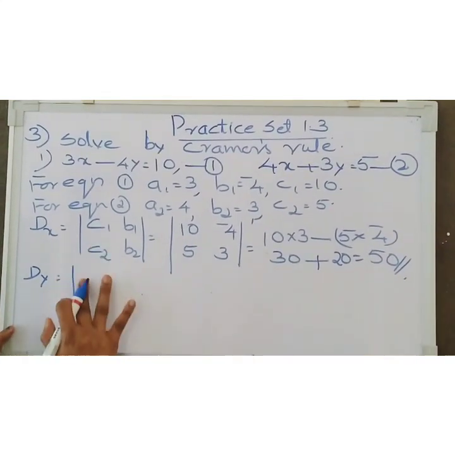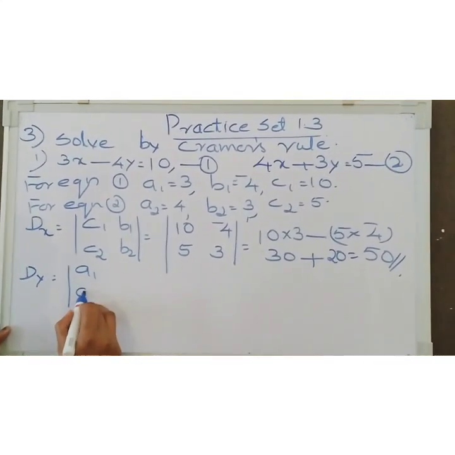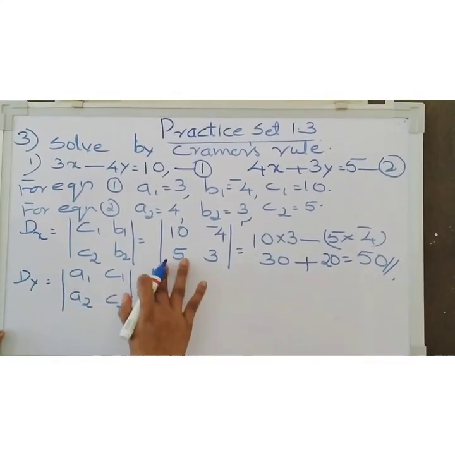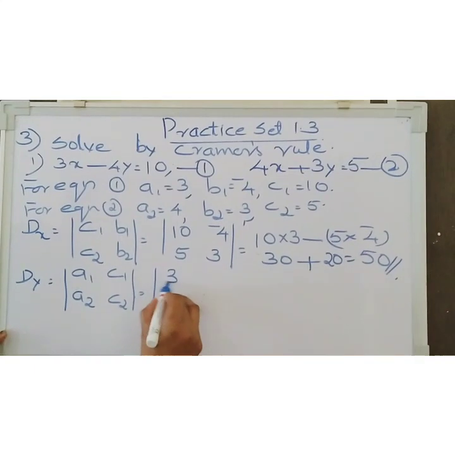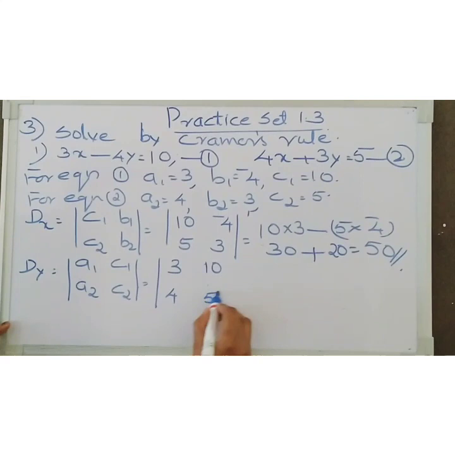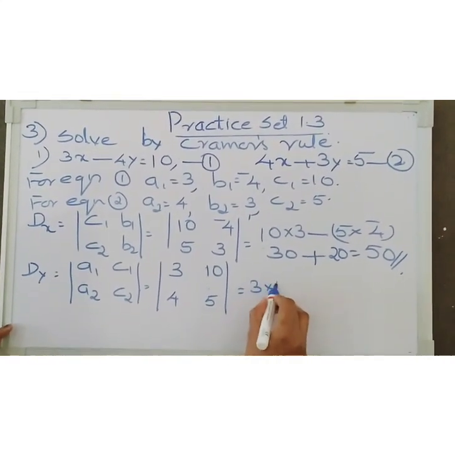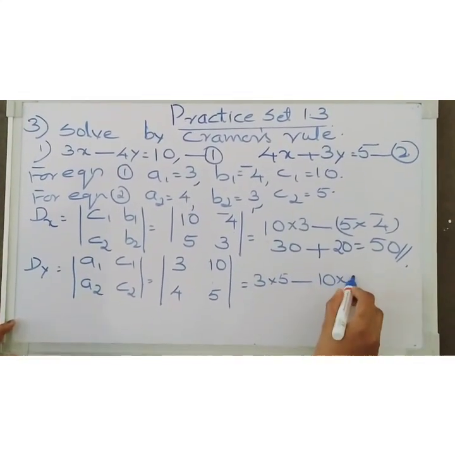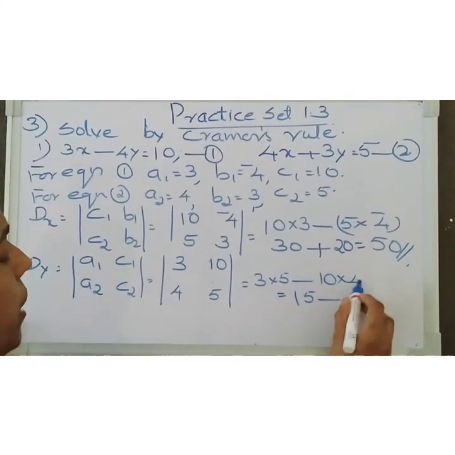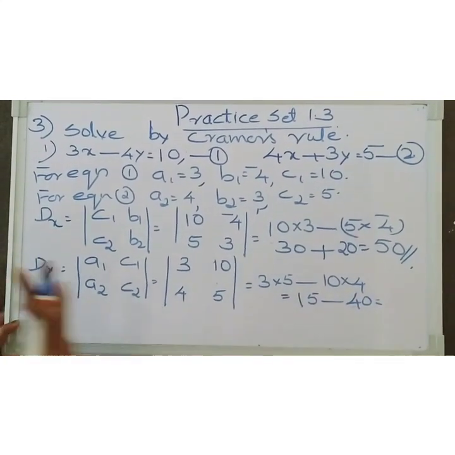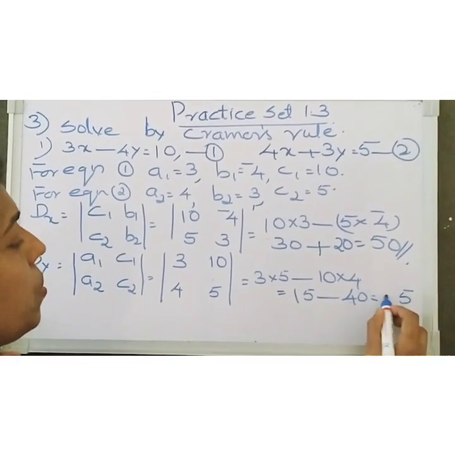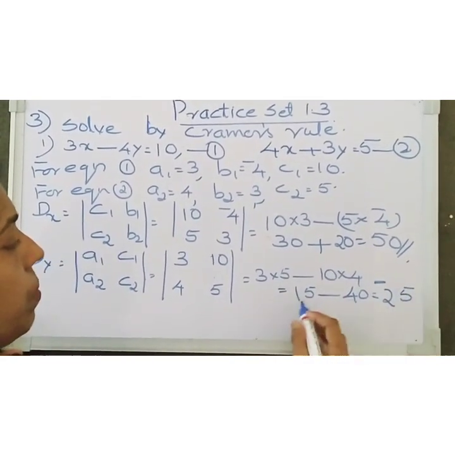Dy equals the determinant of a1 a2 and c1 c2. That is the determinant of a1 is 3, a2 is 4, c1 is 10, c2 is 5. So 3 into 5 minus 10 into 4. 3 5s are 15 minus 10 4s are 40. 15 minus 40 is negative 25.